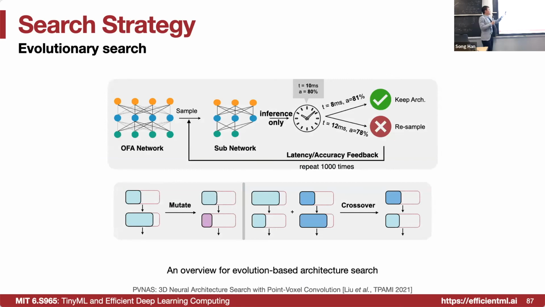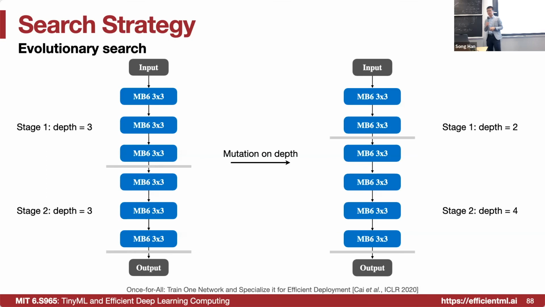Another approach, which we find the most useful and most easy to use and highly recommend, is evolutionary search. Given a network, we can mutate it, changing the number of depths, changing the number of layers, changing the number of channels, and also we can run crossover. So here is an example of the mutation and crossover.